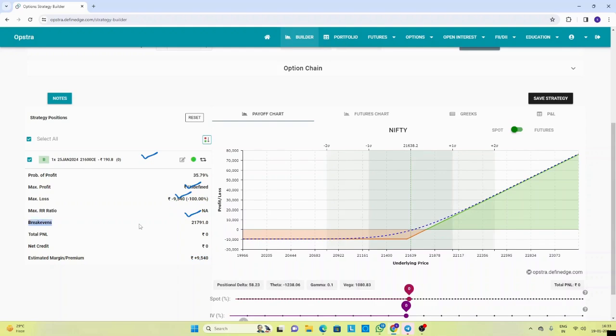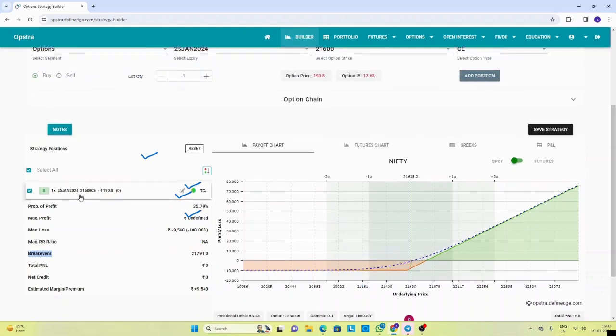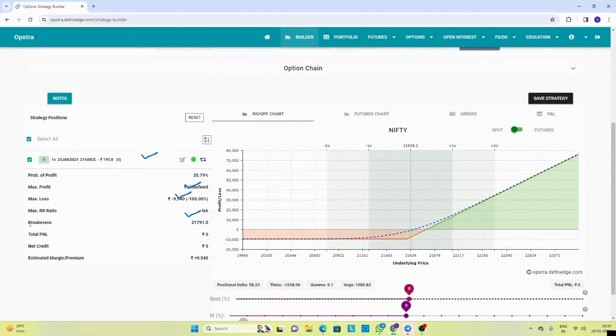Now for calculating the break even for a call option, it is strike price plus the premium. So the strike price we chose is 21,600 and the premium is 191. So it will be 21,791, right? Which means on the day of expiry, if Nifty closes exactly at the break-even point, which is 21,791, there will be no profit or no loss. If it closes anywhere above 21,791, then you will end up having an unlimited profit. Now, if it closes anywhere below 21,791, it will create a limited loss. That is the max loss.